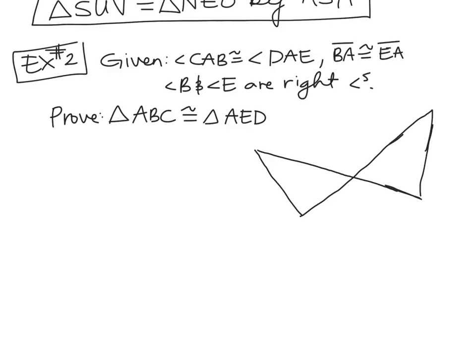The trick for drawing these is you need a right angle down here. So try to make that look like a right angle if you can. This is C, this is B, this is A, E, and D.